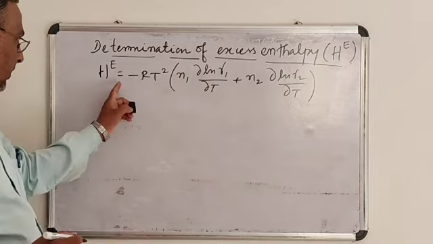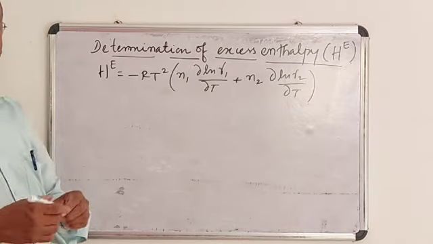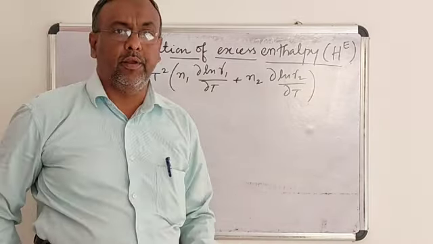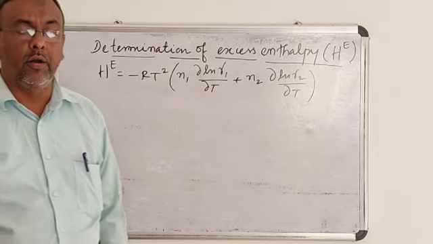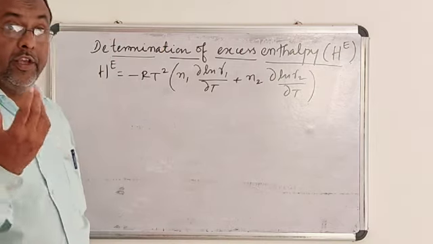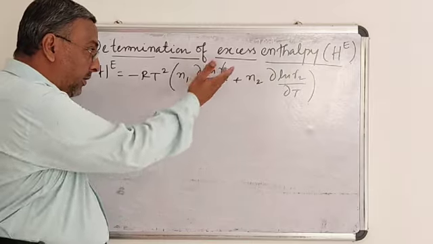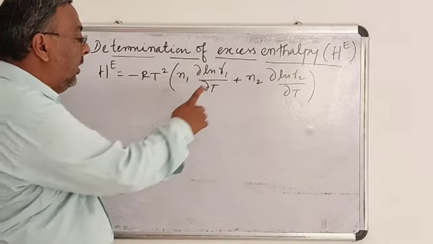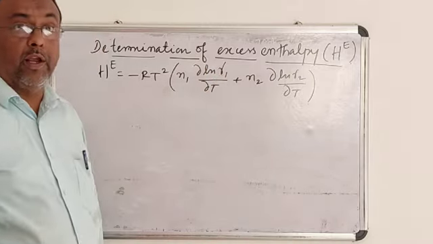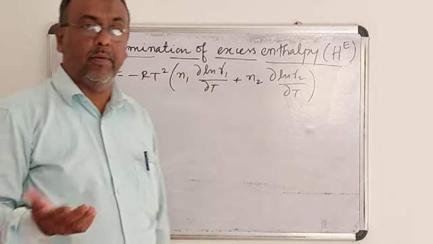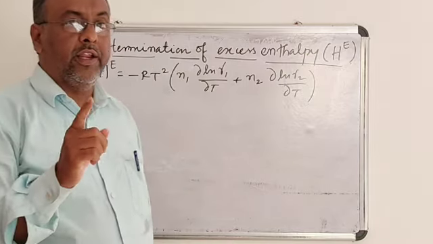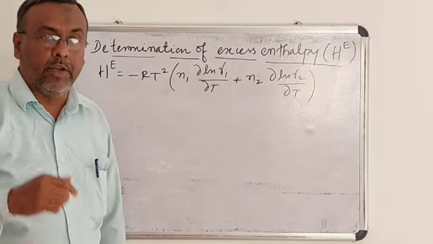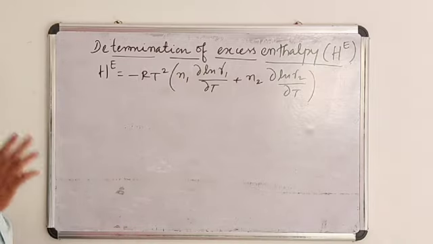Here the excess enthalpy or enthalpy of mixing for any ideal system must be equal to 0. But when it is equal to 0, then the activity coefficient will become independent of temperature. But actually it is not so. There is a slight deviation. It may be either positive or negative.